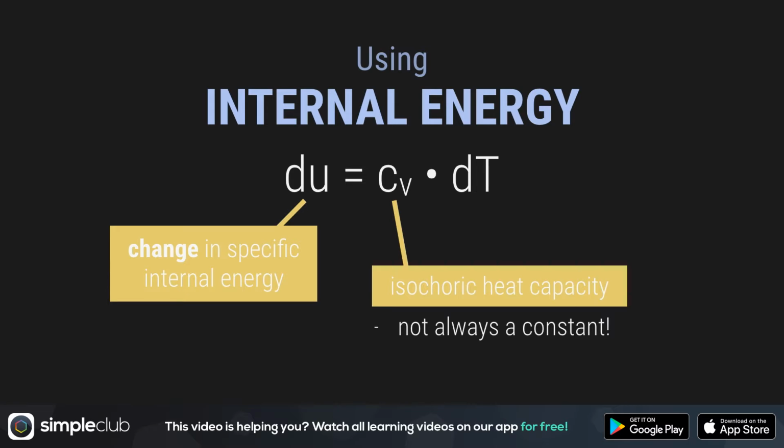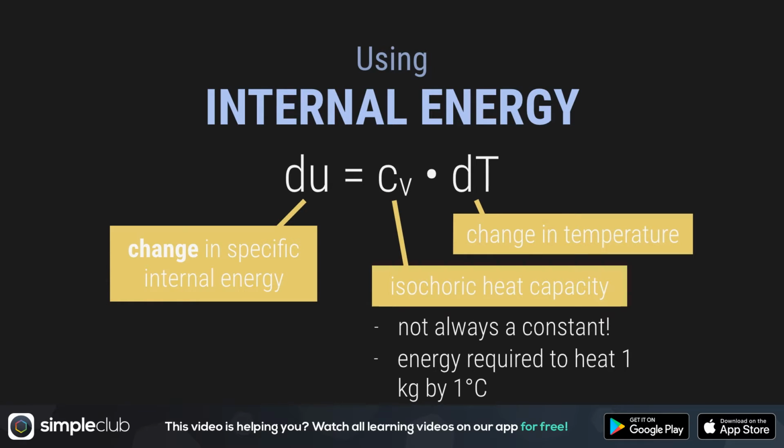Isochoric heat capacity simply describes how much energy you need to put into the gas in order to raise the temperature of it by 1 degree. Oh yeah, and the last part is the dT, which stands for the change in temperature. This is actually pretty easy. It's just the difference in temperature before and after a process.